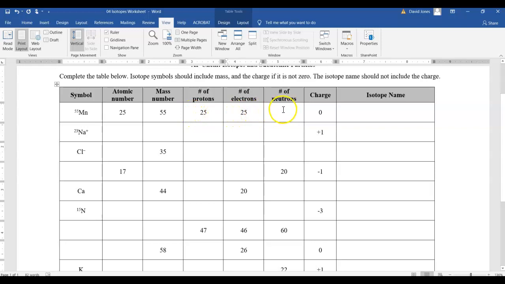How about the number of neutrons? Well, we said that the mass number is equal to the number of protons plus the number of neutrons. Therefore, the number of neutrons is equal to the mass number minus the number of protons, or the mass number minus the atomic number. That's going to give us 30 neutrons. And we would call this manganese-55. That is its name.